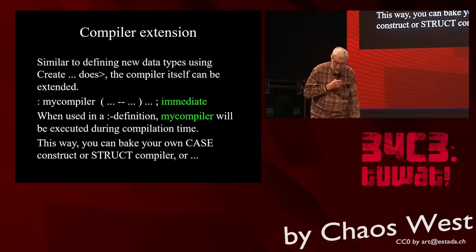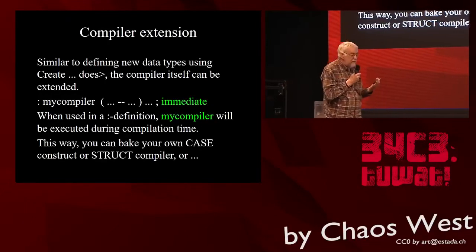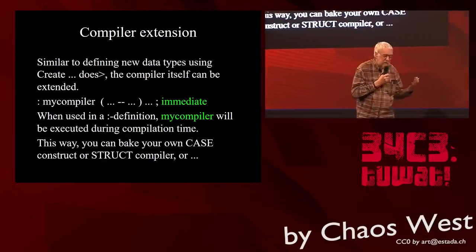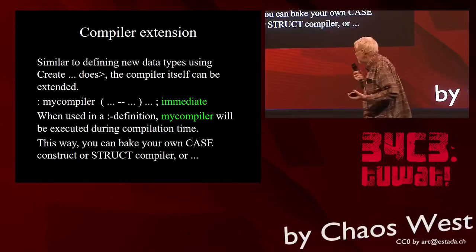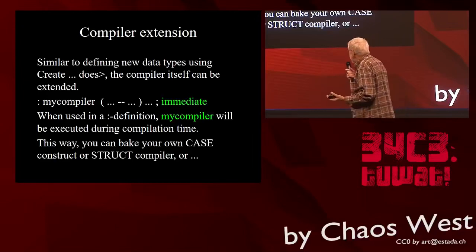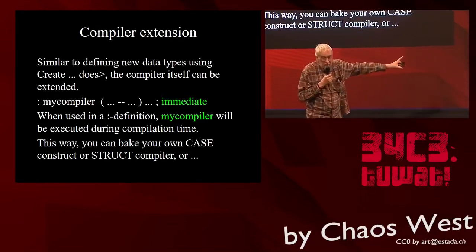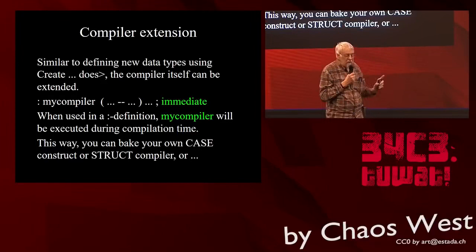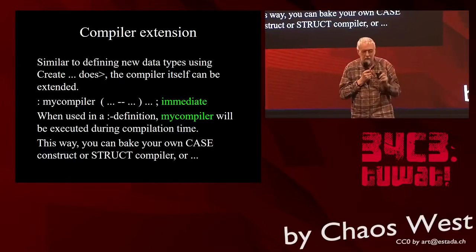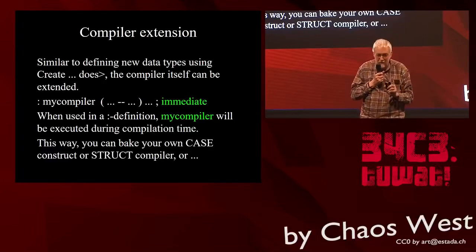Compiler extension. Now things become really interesting, because not only can you define new words or functions in Forth, but you can also modify the compiler itself. And for modifying the compiler, the important word here is the word immediate. That is attached to a word definition, and it just means if the compiler encounters an immediate word, that will be immediately executed by the compiler.